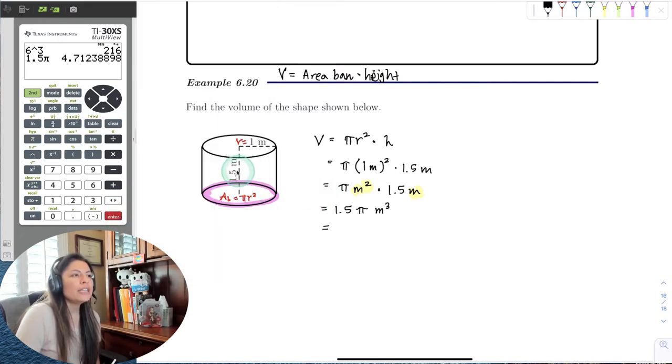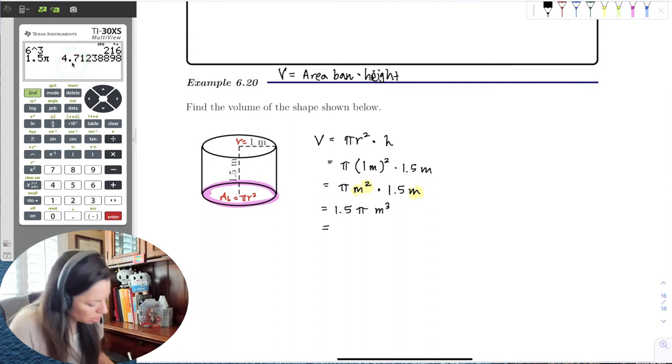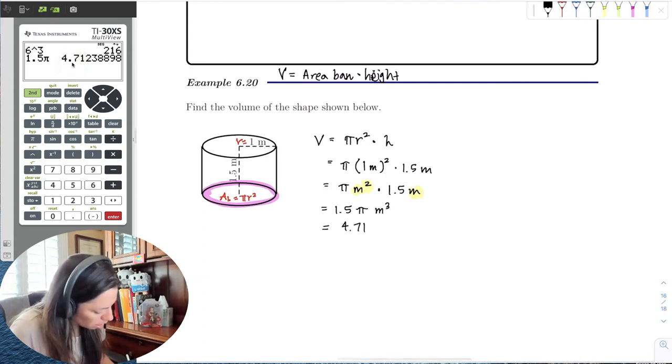Notice that here they do give us a dimension with one decimal place. So the proper thing to do is round to one more place past that. So I'll round to two decimal places here. So I'll have 4.71. The 2 is now our test digit, and we have 4.71 cubic meters.